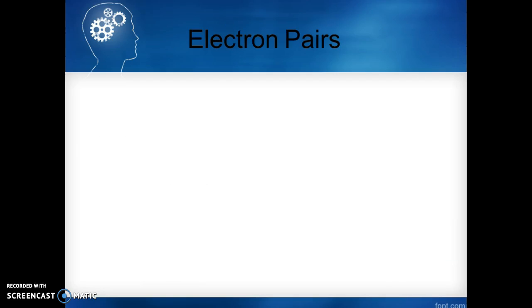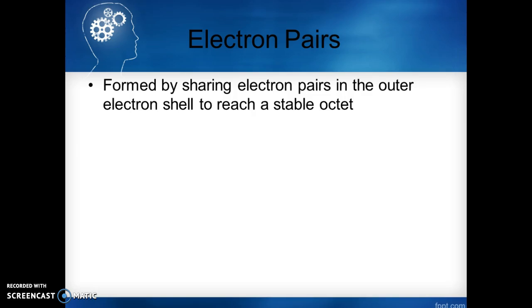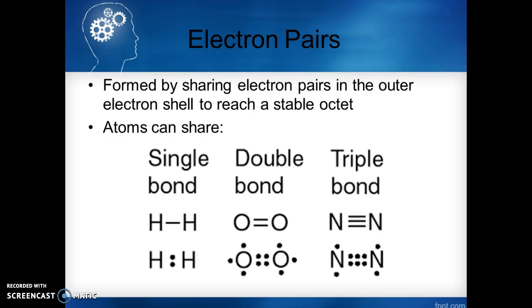Okay, so electron pairs. Electron pairs are formed by sharing electron pairs in the outer electron shell to reach a stable octet. So they can share in 3 ways. You have your single bond here, represented by a single line, and it is a pair of electrons being shared. The double bond, represented by 2 lines, 2 pairs or 4 electrons are being shared.